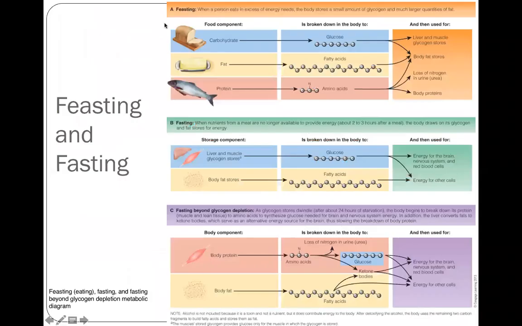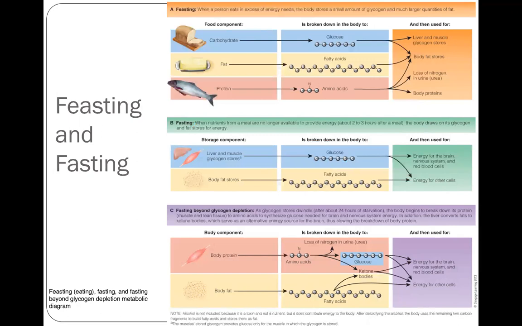So what happens under these different processes of feasting and fasting? And when I say feasting and fasting, I really mean what happens when we eat versus when we're not eating. So after we eat a meal, let's just say this is a mixed meal, somewhat like our cheeseburger that contains carbs, fats, and protein. The carbs can be converted to glucose or broken down into glucose. The fat is going to be separated into fatty acids and glycerol, and the protein is going to be broken down into amino acids.